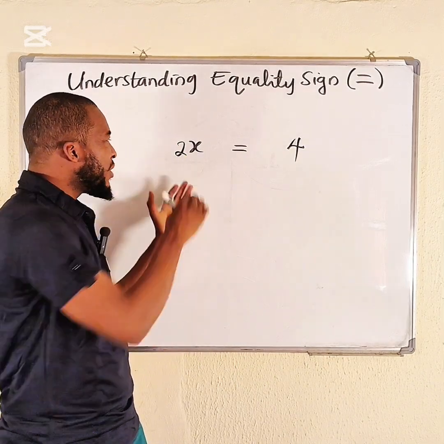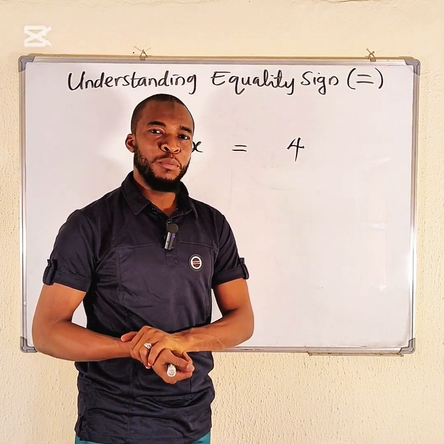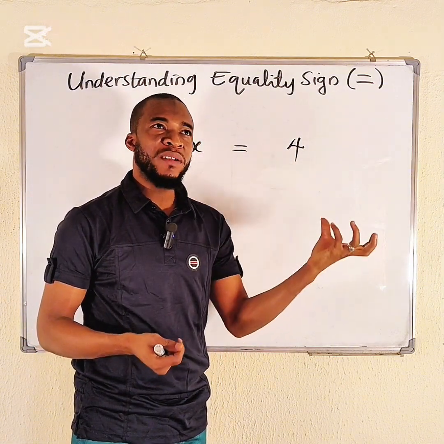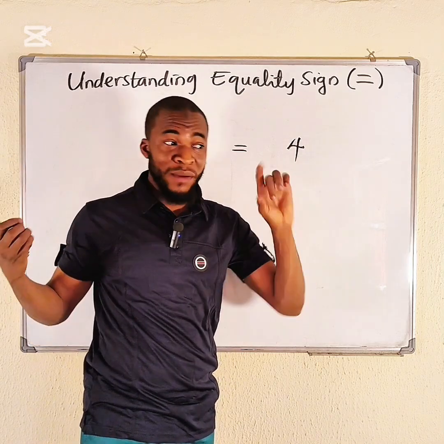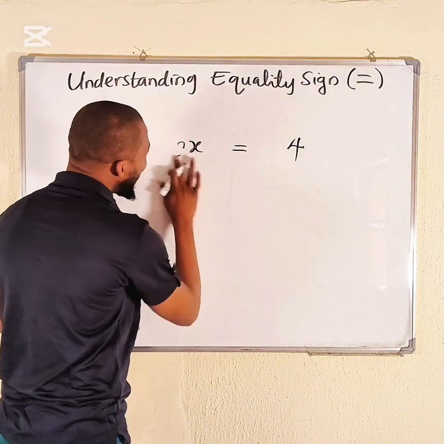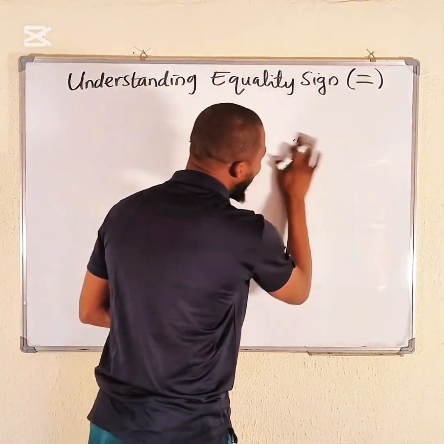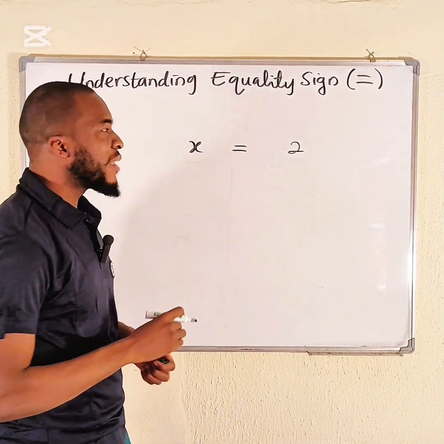So if I divide this by 2, I have to divide the other side by 2. Maybe I have 4 bags here, 4 bags here. If I divide this by 2, it becomes 2. I have to divide the other side by 2 to maintain balance. So if I divide this by 2, it becomes x. If I divide this by 2, it becomes 2. It means that the value of x is equal to 2.